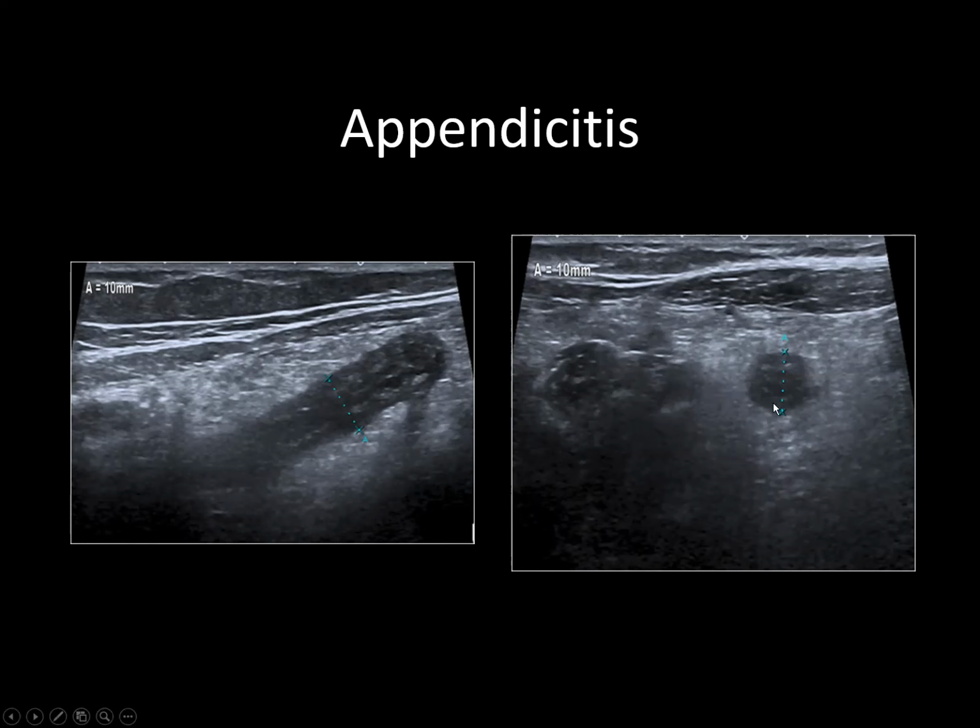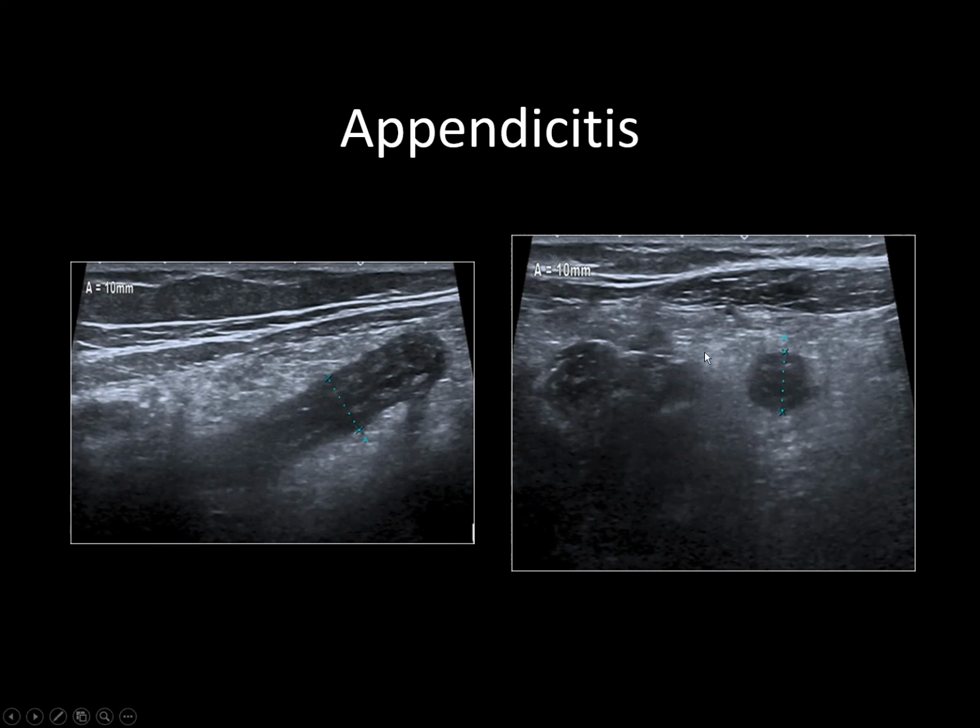Be careful with just looking behind the appendix. As you know, there can be posterior acoustic enhancement, so don't just rely on that alone. This would be non-compressible, given how distended it is, and it's 10 millimeters in caliber.